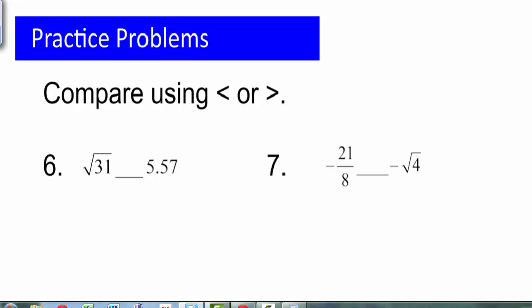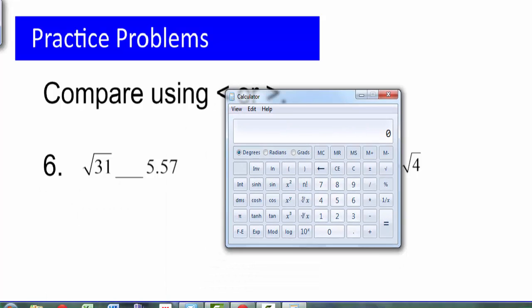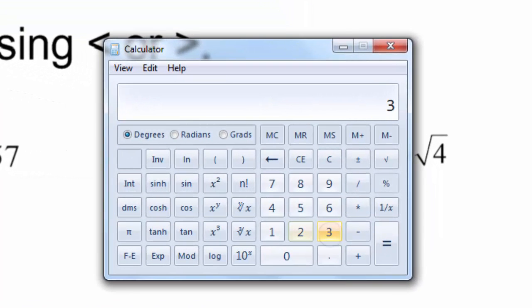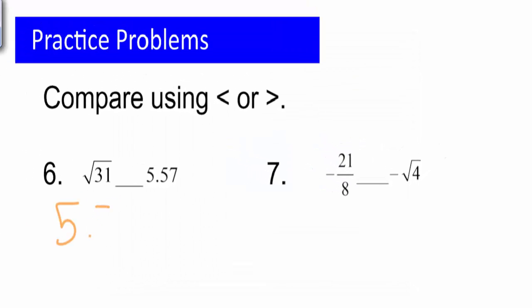Alright, next I want to compare each of these using the less than or the greater than sign. Square root of 31 and 5 and 57 hundredths. So let's compare those two. I want to find the square root of 31, and that is 5.567 and so much more. And we can see that that is actually less than 5 and 57 hundredths.